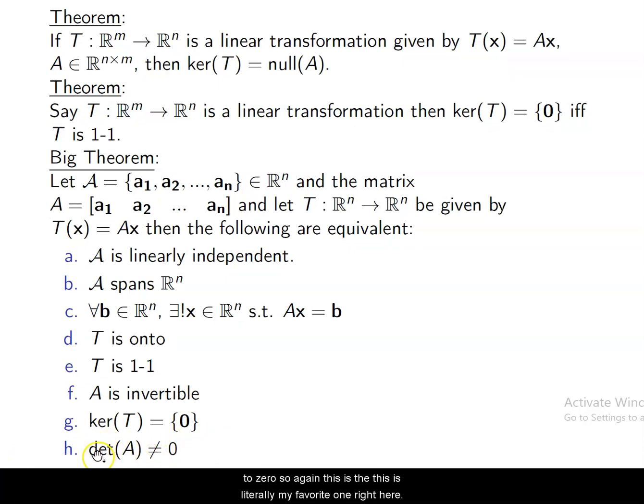So again, this is literally my favorite one right here because it's super easy to check. I always check, if I have a square matrix, is my determinant 0? If it's not, well, then that means a lot of things for me, right? It means that I have an inverse. It means that if it's a linear transformation, my transformation is one-to-one, that it's onto, my space spans Rn, and that I'm linearly independent. It also means I will always have a unique solution to this matrix equation. I never really talked about the kernel of T too much, but it lets me know that I'm linearly independent, which means that the only thing that goes to the zero vector is the zero vector, right?